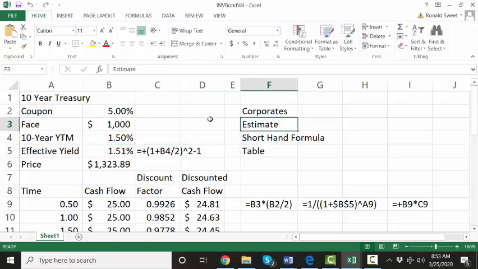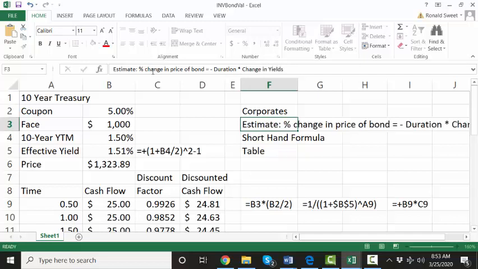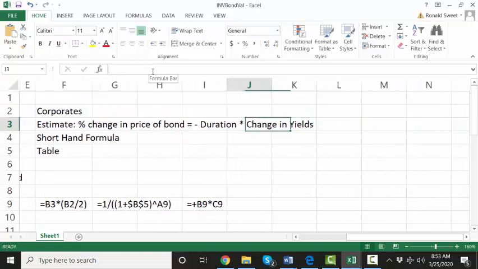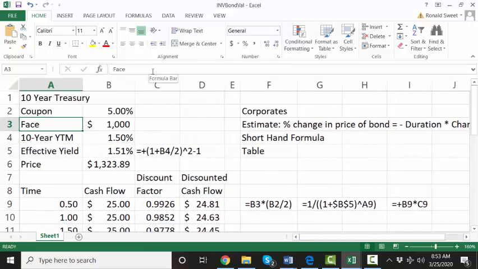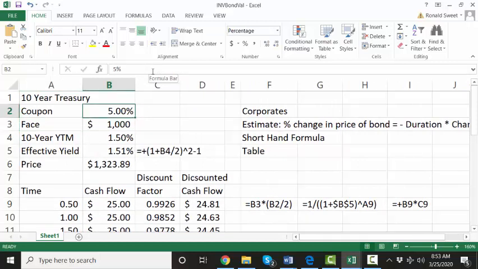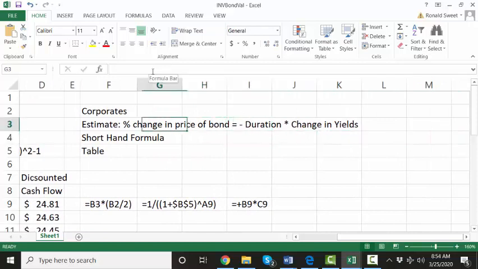If you remember the formula, the percentage change in the price of a bond equals minus duration times the change in yields. You need this formula for the first exam, so it's a good chance to review it. Now when this bond was issued, it was issued at $1,000 with a coupon of 5% because interest rates were 5% back then. Now they're 1.5%. So all we're missing here is the duration.